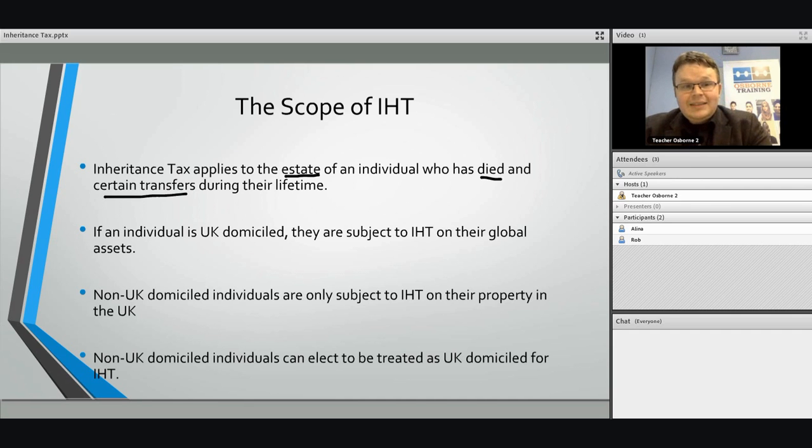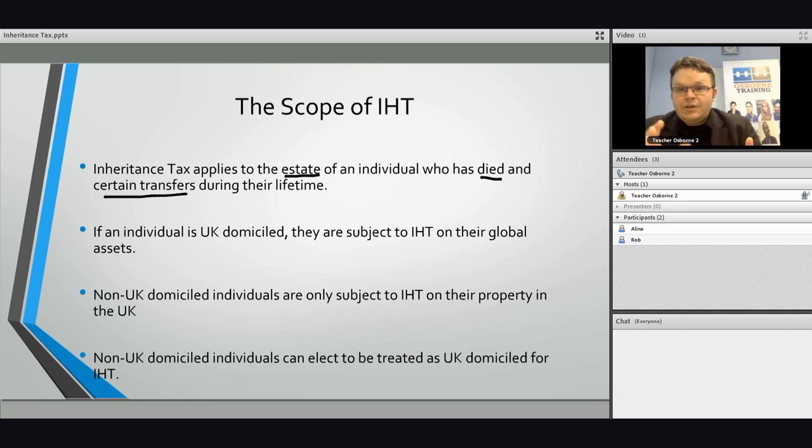The next thing we have to talk about is domicile. Domicile is different from residence, so you have to be very careful. If an individual is UK domiciled, they are subject to IHT on their global assets. It doesn't matter if they're in the UK or, let's say, in China. If they are UK domiciled, they are subject to IHT. Domicile basically means it's usually where you're born and where you live. That is usually your domicile.